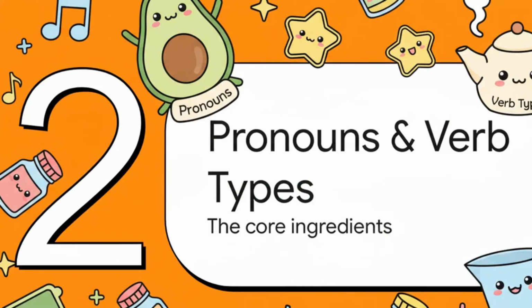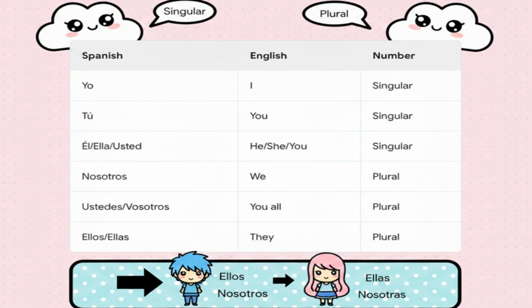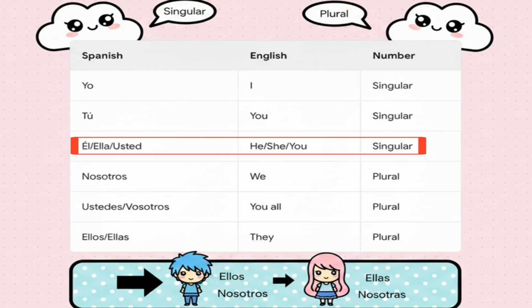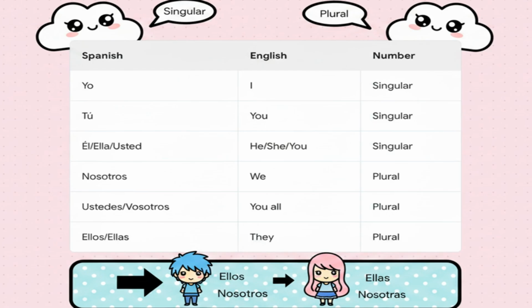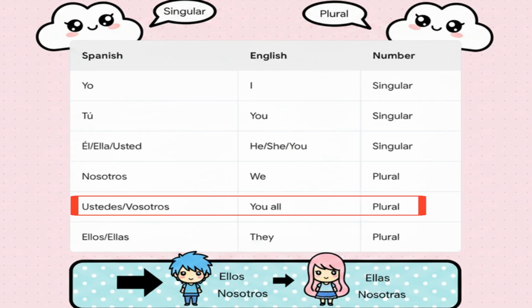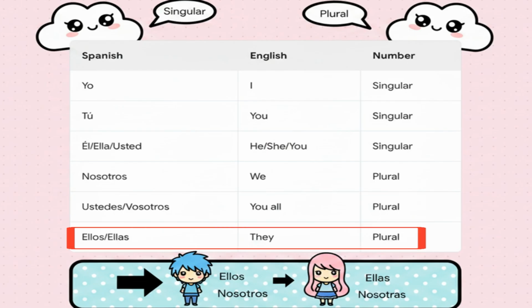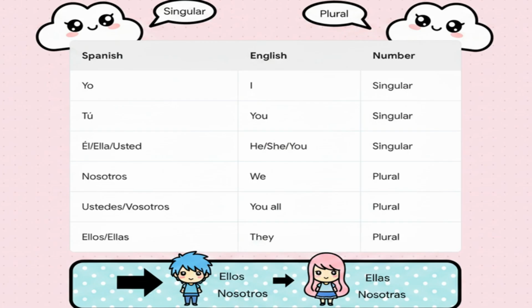Pronombres y tipos de verbos. Right, before we can start doing all these magical transformations, we absolutely need our raw ingredients. First up are the pronouns. These are the who of our action. Over on the singular side, we've got yo for I, tú for you, and él, ella, or usted for he, she, or formal you. Then, jumping to the plural side, we have nosotros for we, ustedes or vosotros for you all, and ellos or ellas for they. Now, here's an absolutely crucial point to remember. When you're referring to a group made up entirely of females, you've got to change those endings. Ellos becomes ellas, and nosotros becomes nosotras. Just mastering that early on makes a massive difference.